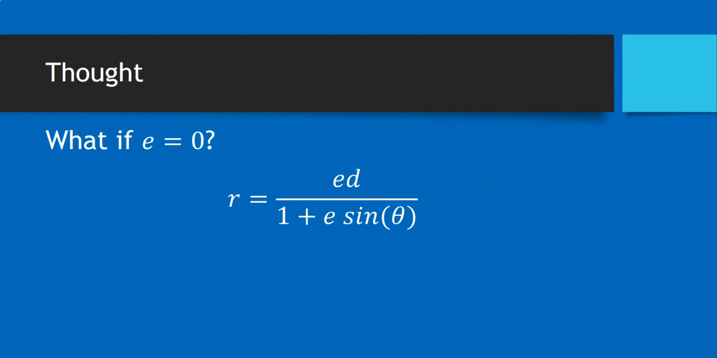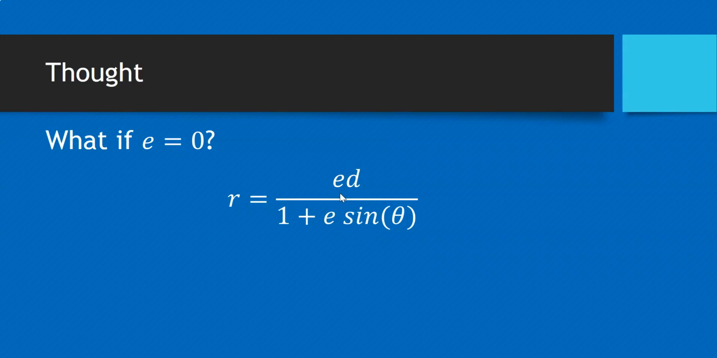One of the things that I wanted to mention is, what if the eccentricity is 0? Well, let's give an example here. Let's do ed over 1 plus e sine theta. What's going to happen to the bottom and what's going to happen to the top of this fraction? Well, in the denominator, we're only going to have a 1 because 0 times sine of anything is just going to be 0. And in the numerator, we're going to end up with 0.